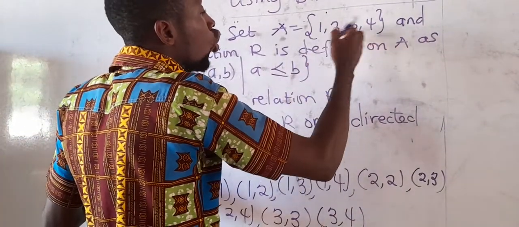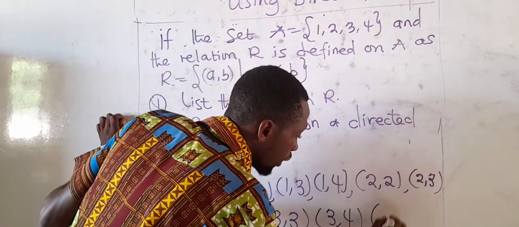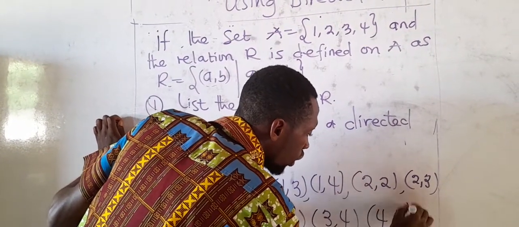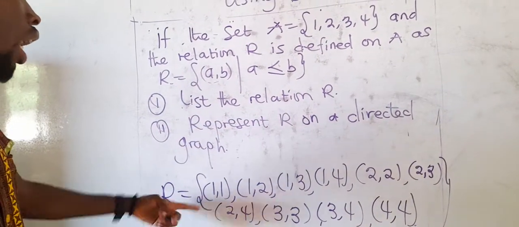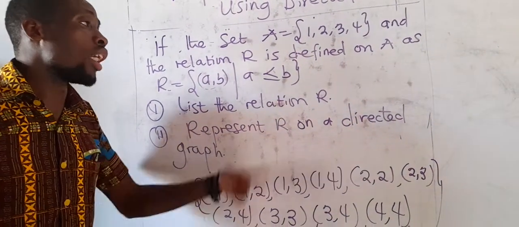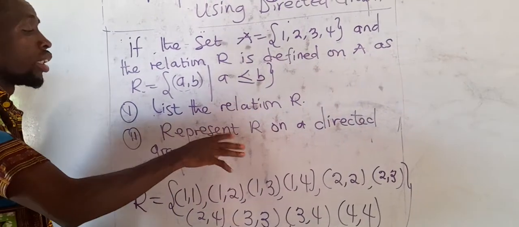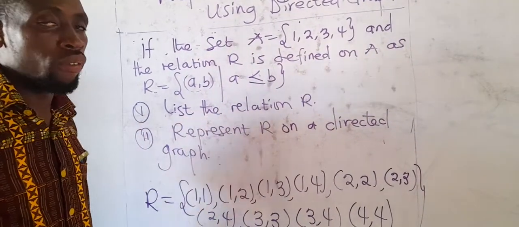4, 1, no. 4, 2, no. 4, 3, no. 4, 4, yes, because 4 is equal to itself. Then this becomes the relation R. So the next thing is that we'll learn how to represent R on a directed graph.